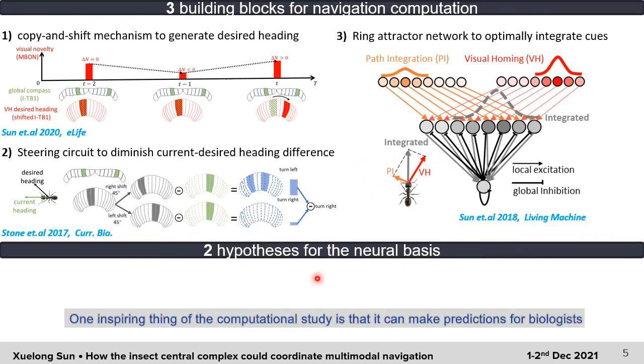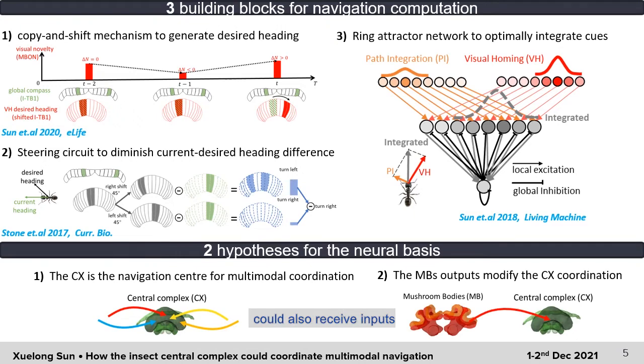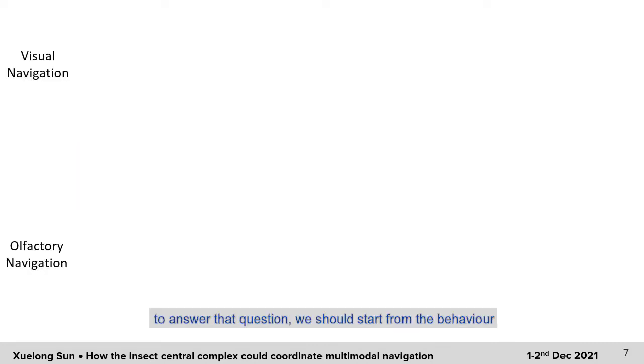One exciting thing about the computational study is that it can make predictions for biologists. So here we infer that the central complex is a navigational center where multimodal coordination could happen. And the central complex could also receive inputs from other sensory perception regions, for example the mushroom bodies, for further modulation. So here we ask, if our model could explain visual navigation, how about olfactory navigation? To answer that question, we should start from the behavior.